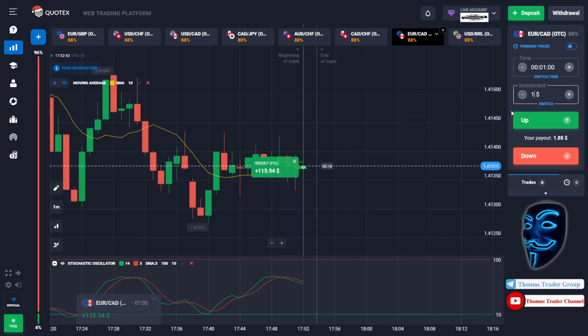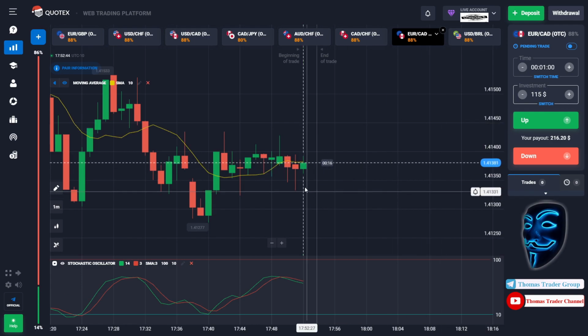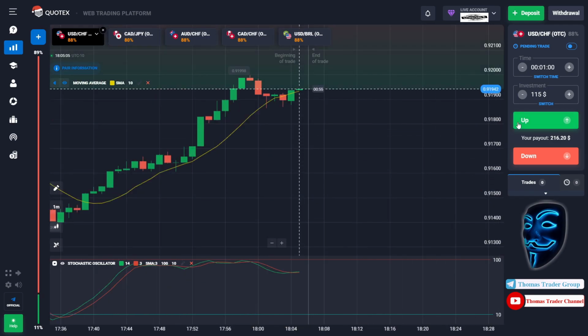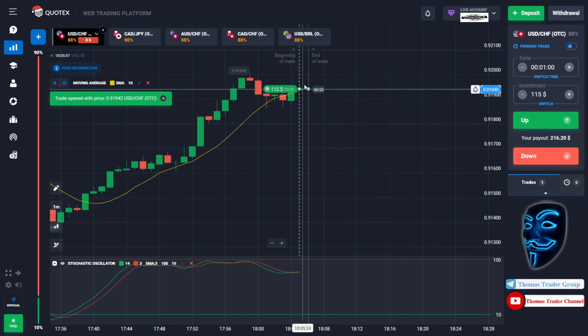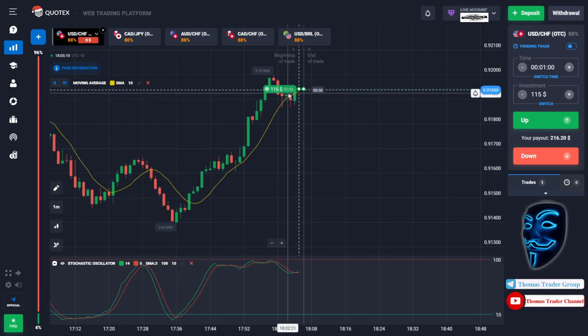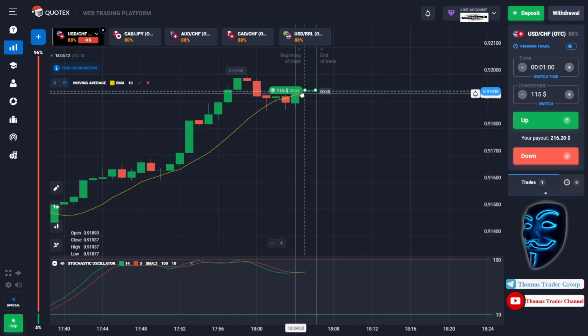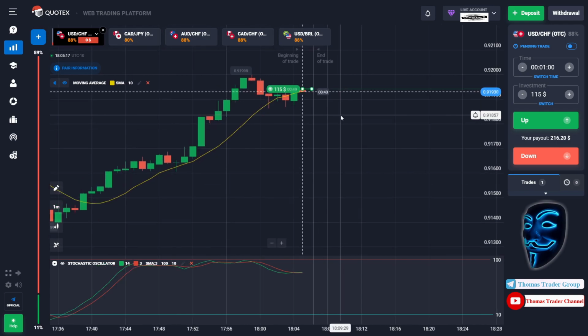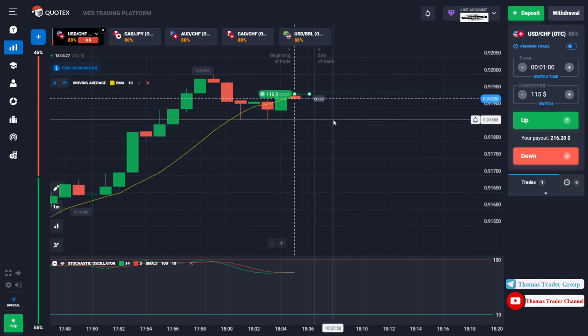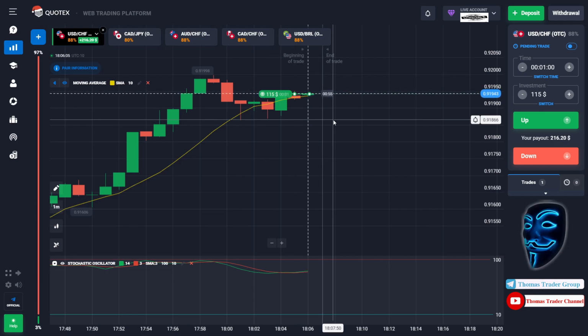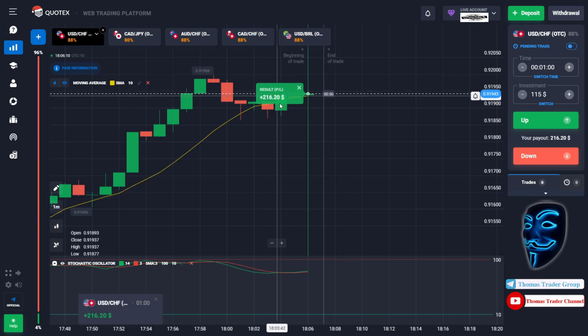Let's change our investment into $115 and let's find the other market. And over here we can open buy for 1 minute because the market is going bullish over here, and as you can see, when the market touches the moving average line, it will make a rebound. Let's prove it and let's wait till the end of our trade. One second left and we made a right decision over here. We made a profit of $216.